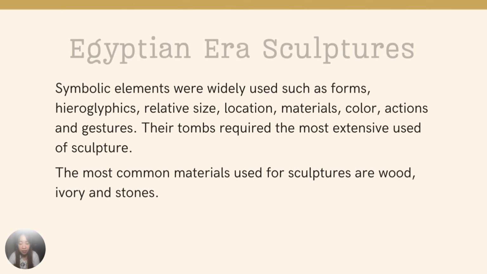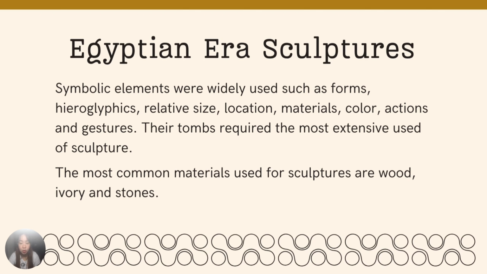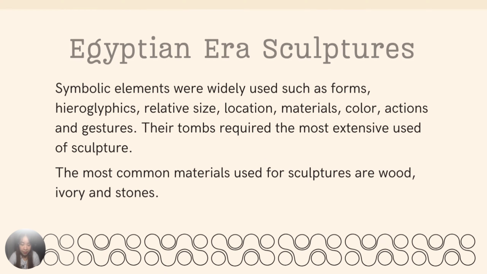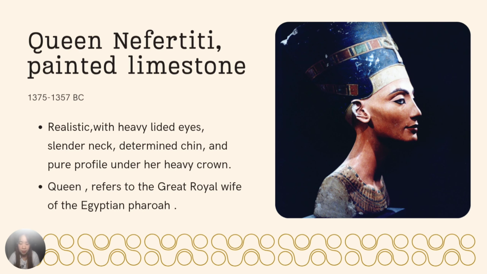All right. And again, in Egyptian era sculpture, symbolic elements were widely used, such as forms, hieroglyphics, the symbols or the characters, relative size, location, materials, colors, actions, and gestures. Their tombs required the most extensive use of sculpture. Before you enter the tomb, usually you can see outside the sculptures of gods or the sculptures of pharaohs and kings. The most common materials used for sculptures are wood, ivory, and stones.